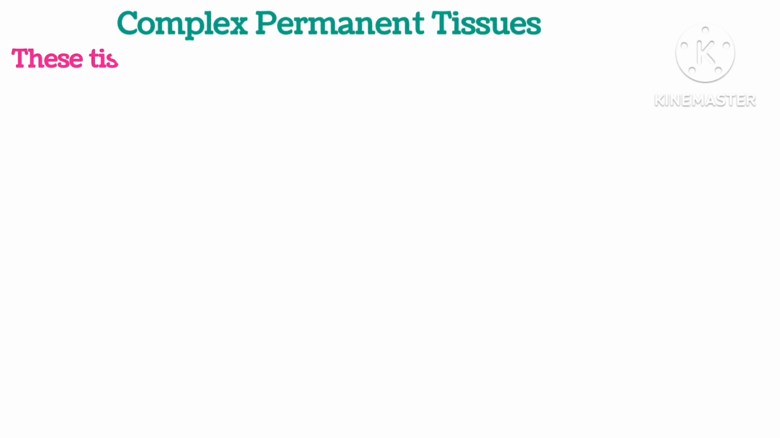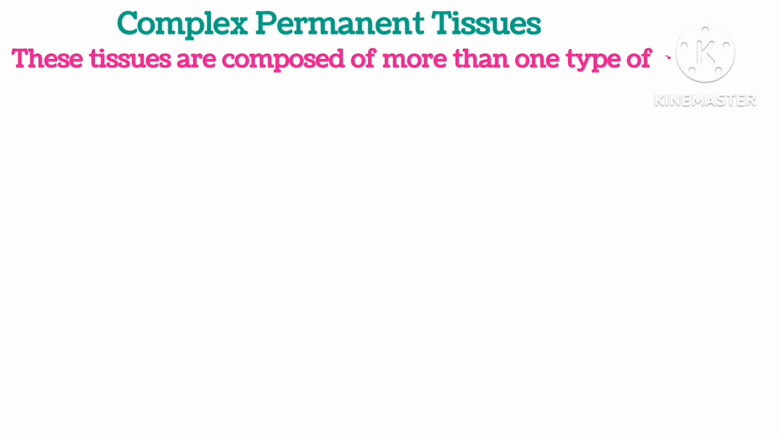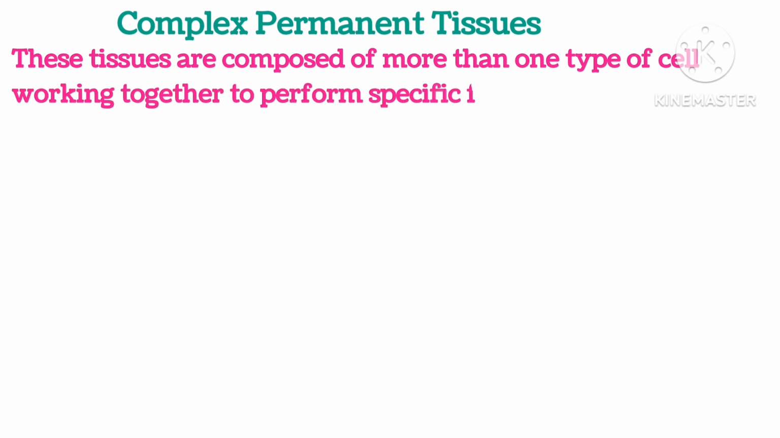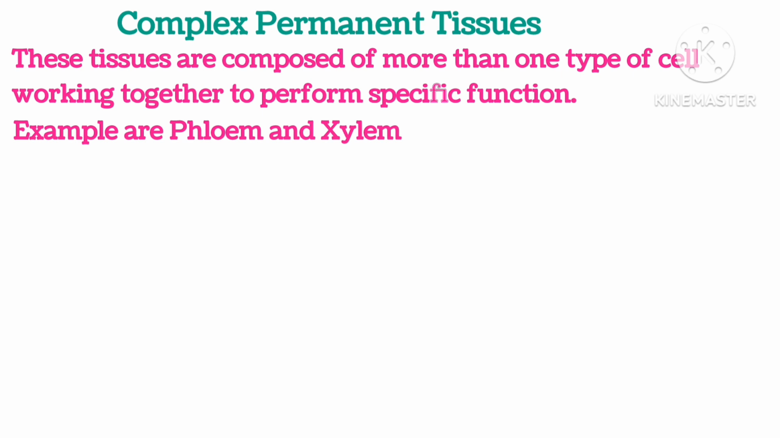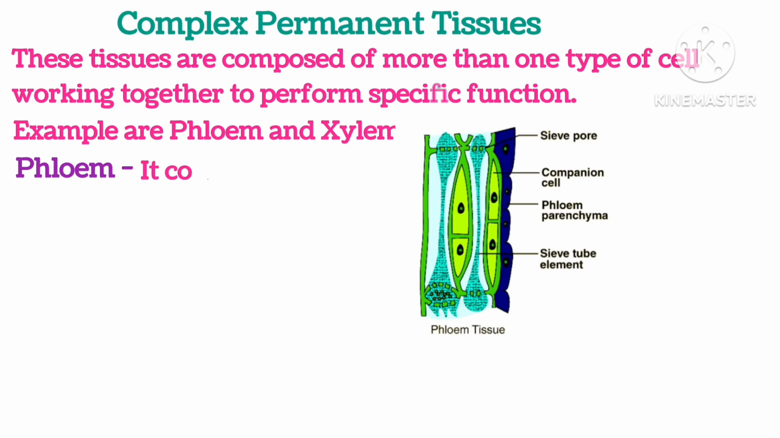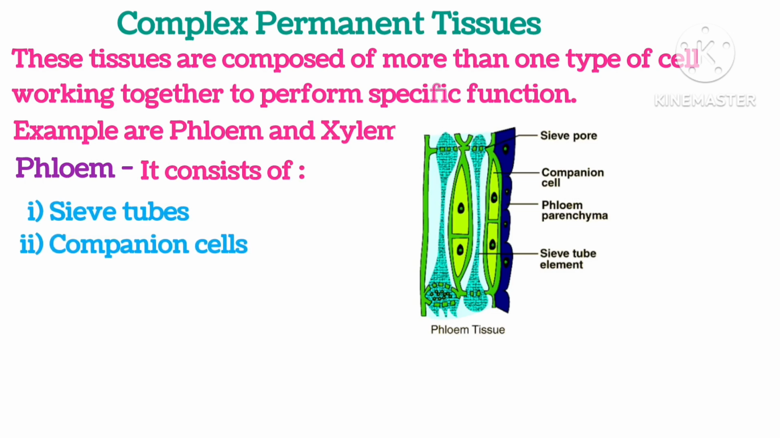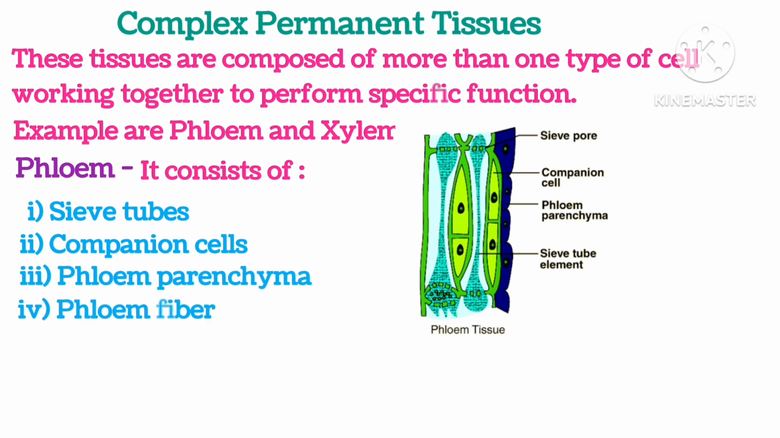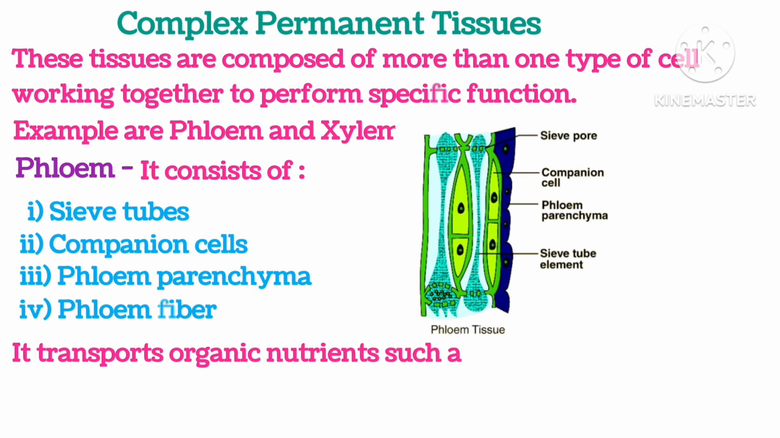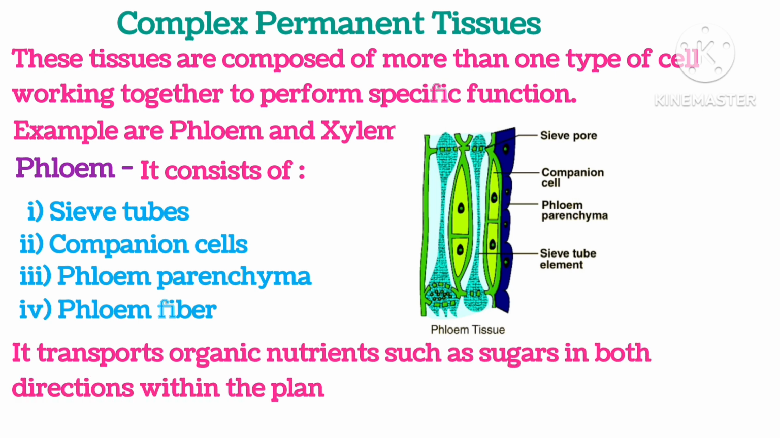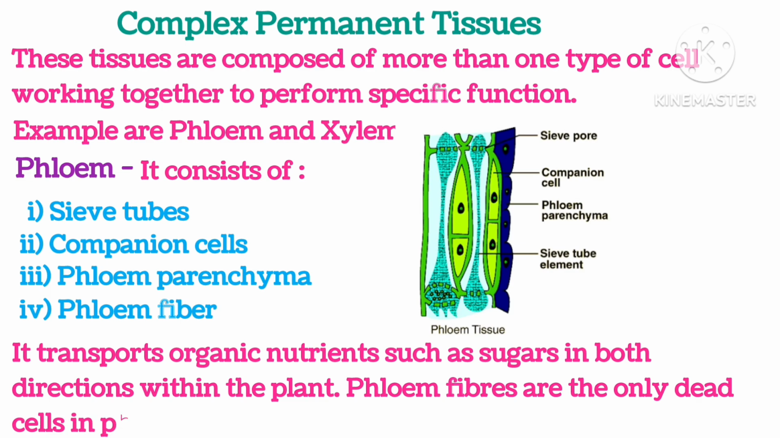Complex permanent tissues. These tissues are composed of more than one type of cells working together to perform a specific function. Examples are phloem and xylem. Phloem. It consists of sieve tubes, companion cells, phloem parenchyma and phloem fiber. It transports organic nutrients such as sugar in both directions within the plant. Phloem fibers are the only dead cells in phloem tissue.